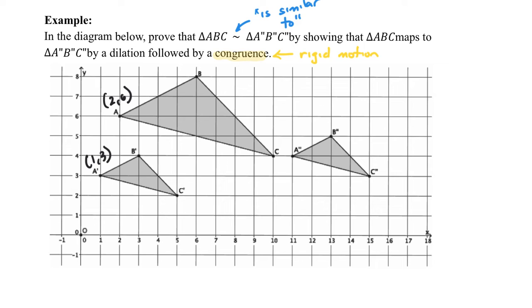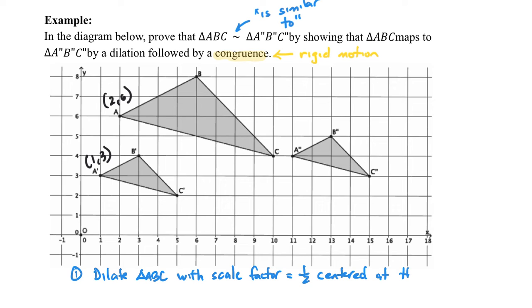So step 1 in this case is going to be a dilation. So we're going to dilate triangle ABC with scale factor equal to 1/2, centered at the origin, to get triangle A prime, B prime, C prime.